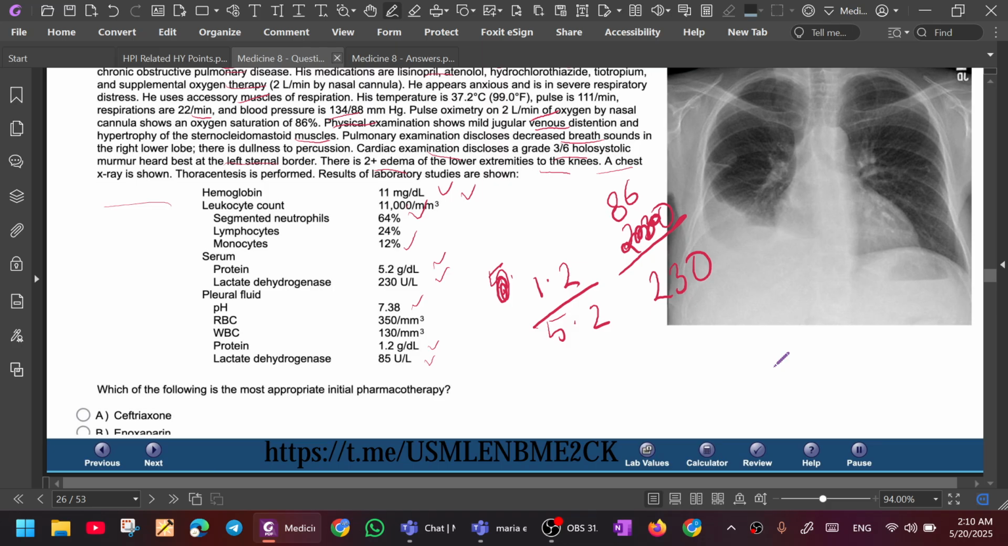Which narrows the diagnosis to conditions that increase capillary hydrostatic pressure or decrease plasma oncotic pressure. The differential includes heart failure, cirrhosis, nephrotic syndrome. This patient with a history of congestive heart failure and peripheral edema, the most likely diagnosis is heart failure exacerbation, and the most appropriate initial pharmacotherapy will be diuresis with furosemide.